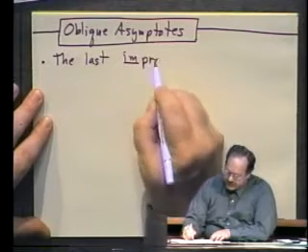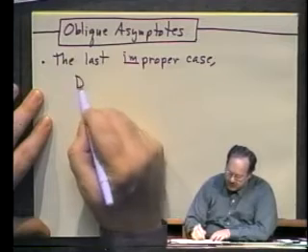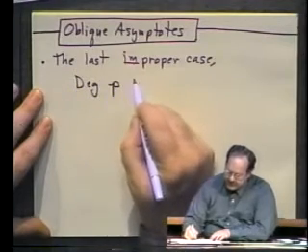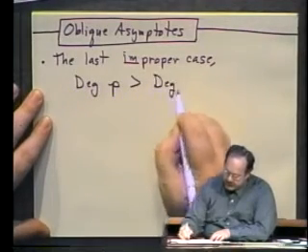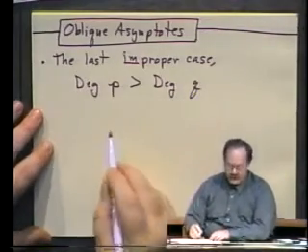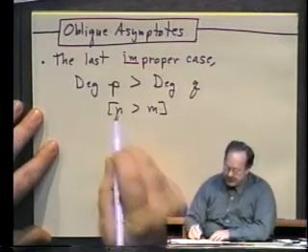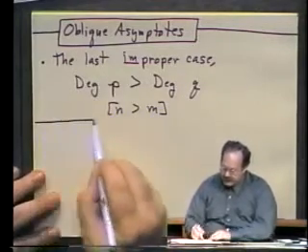The last improper case is the case when the degree of p is greater than the degree of q. Now p was the top of the rational function and q was the bottom. And so that was n greater than m. If you remember, we labeled the degree of the top n and the degree of the bottom m.